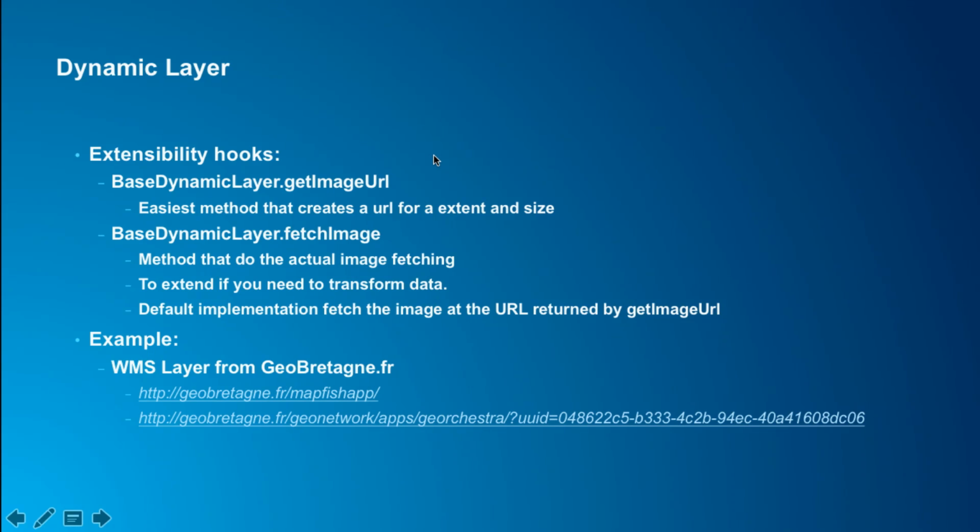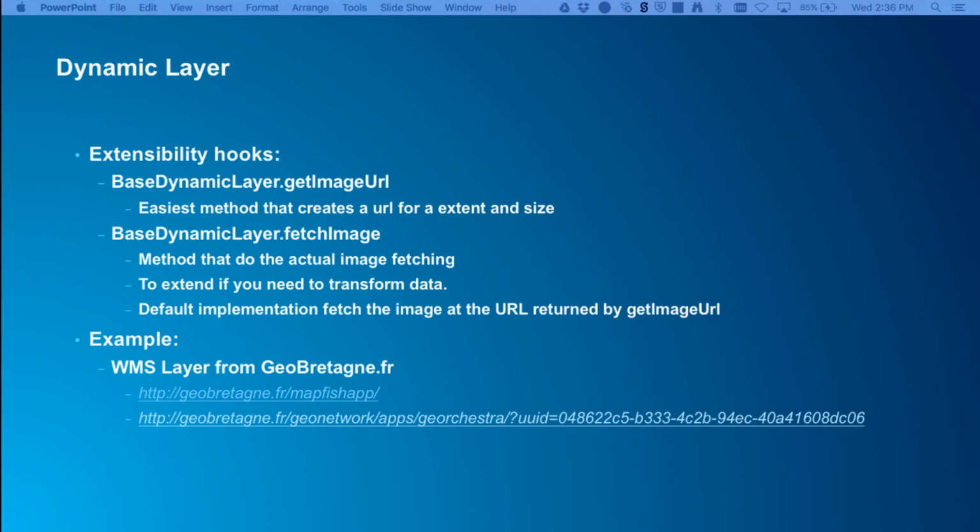So the default implementation of fetch image in the base dynamic layer is gonna call get image, get the URL, and then fetch that image and display it. So first example, I'm from Brittany in France, and Brittany has a portal that allows the citizen to access lots of different data, and all that data is mostly in WMS, can be accessed through WMS.